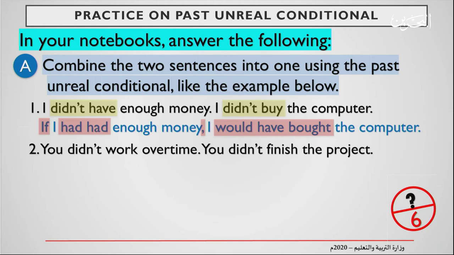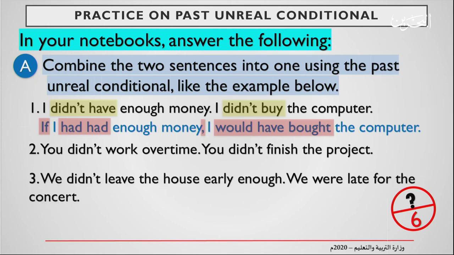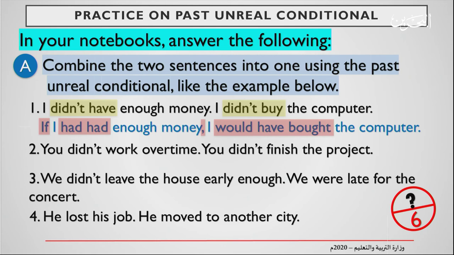You didn't work overtime, full stop. You didn't finish the project. Number two, three. We didn't leave the house early enough. We were late for the concert. Number four, he lost his job. He moved to the other city. Now, you have 3 minutes to answer this.